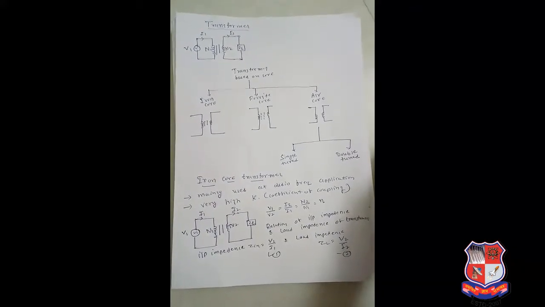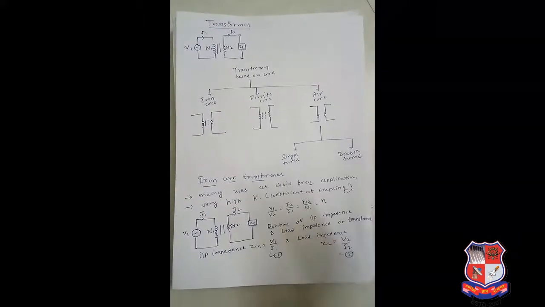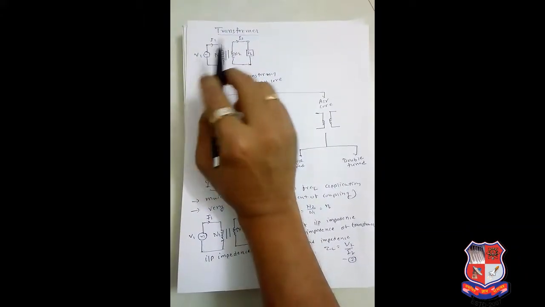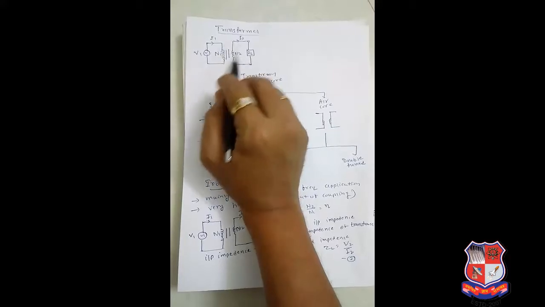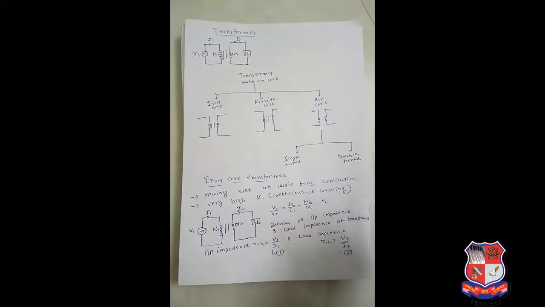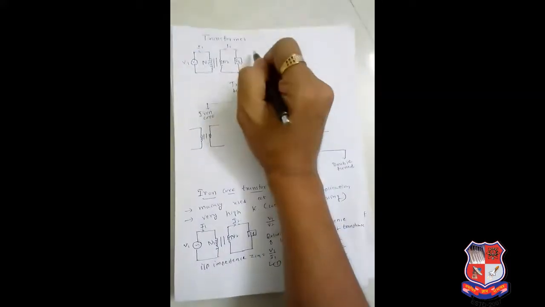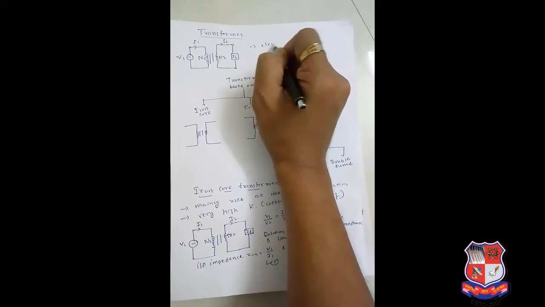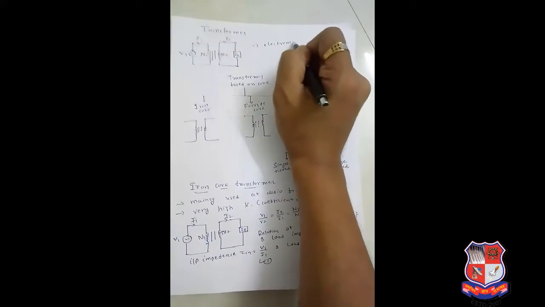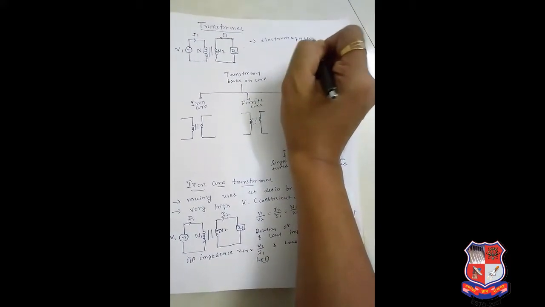So transformer is basically a device which transfers the power from the primary side to the secondary side without any physical contact. The working of the transformer is based on electromagnetic induction.